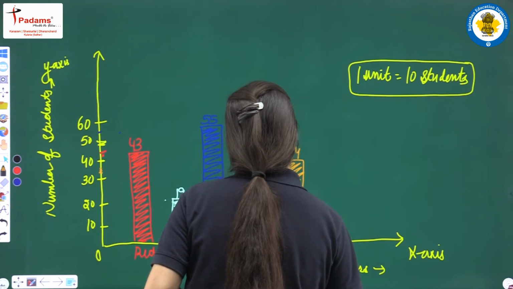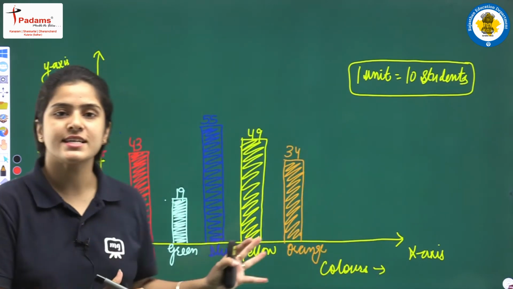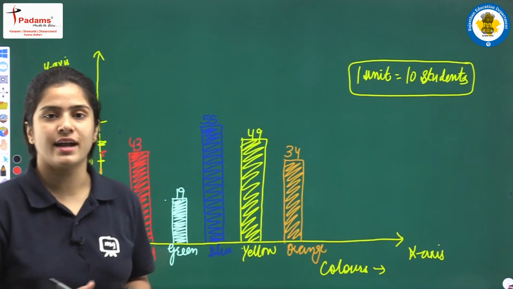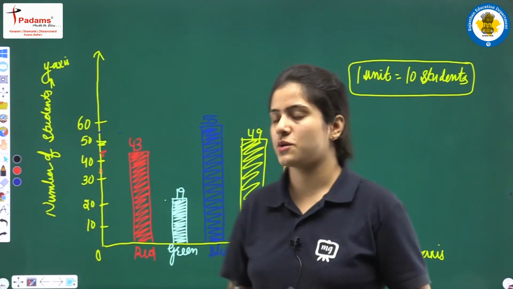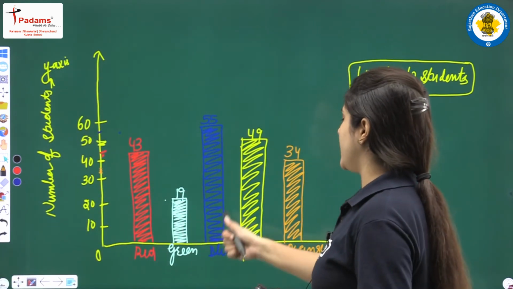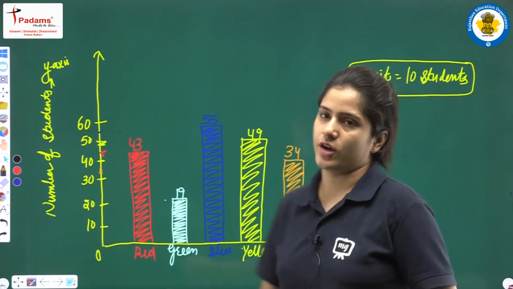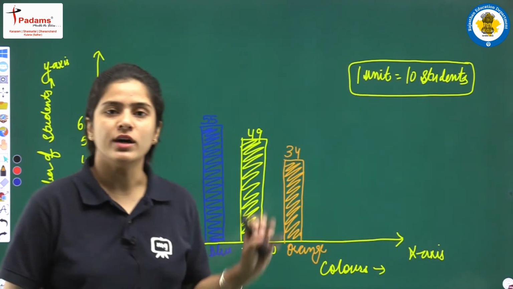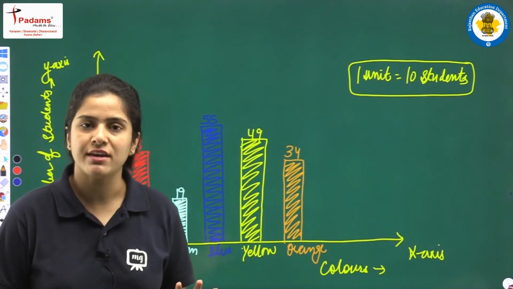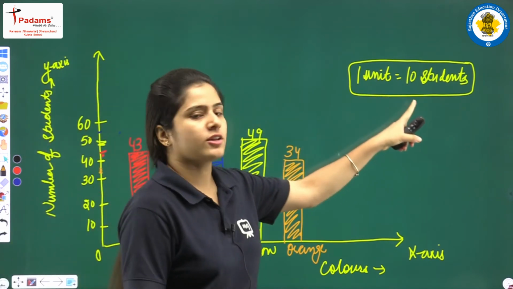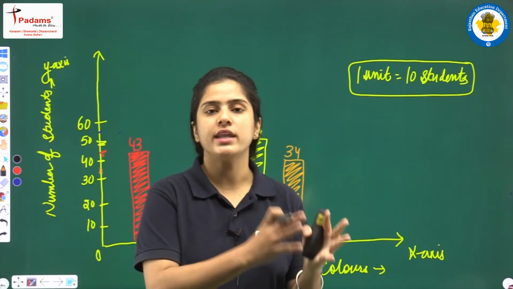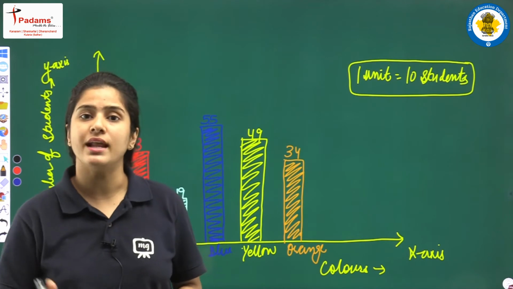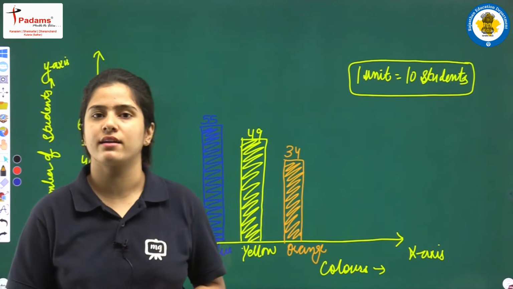All right, students. Now this is the desired bar graph in front of you all, students. So red, green, blue, yellow and orange. Now this is the bar graph. On what scale have we made it? We have made it on the scale 10. 1 unit is equal to 10 students. Now we'll answer the questions related to this bar graph, students.